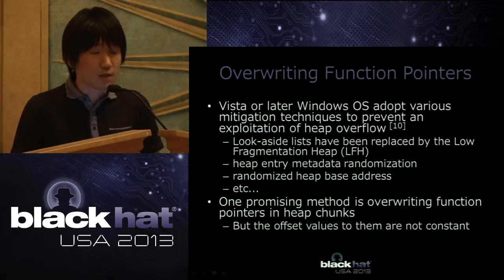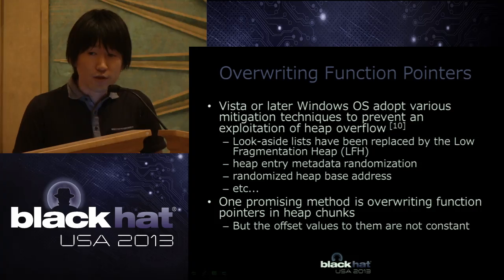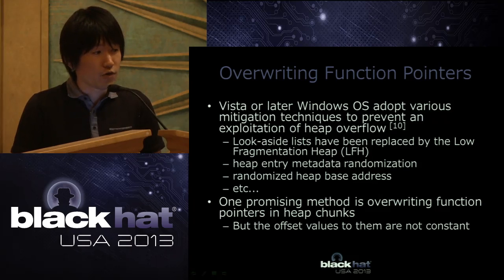I fill in the gaps on some tricks for exploiting heap overflow. As you know, Vista or later Windows OS adopt various mitigation techniques to prevent exploitation of heap corruption vulnerabilities. For example, the look-aside list that is not protected by safe unlinking has been replaced by the low fragmentation heap. Besides, heap entry metadata randomization and randomized heap base address are introduced. As a result, misusing heap metadata is very difficult.